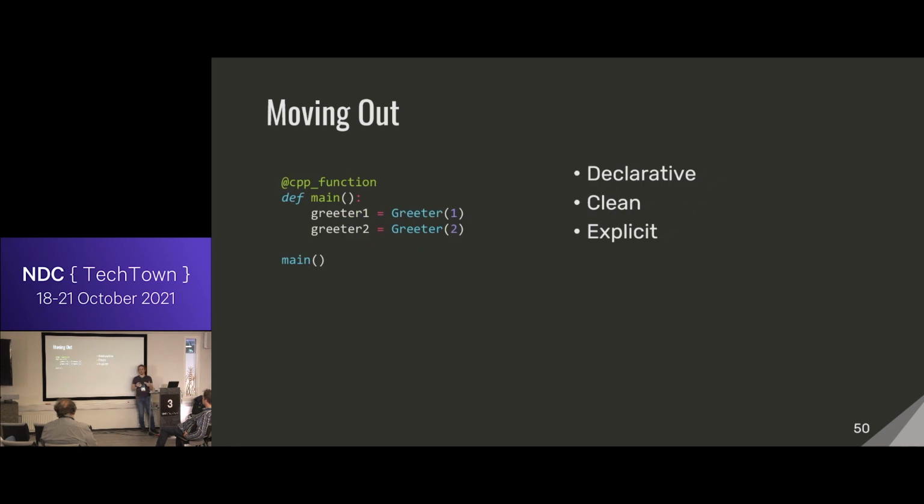I think this is already a lot better than where we started. It's declarative, which is nice. It doesn't have weird context managers lying around. It's fairly clean. The contents of the main function look like a perfectly regular function, but it's still explicit. And again, I have to write it every single time for every single function, and we probably want to avoid that.